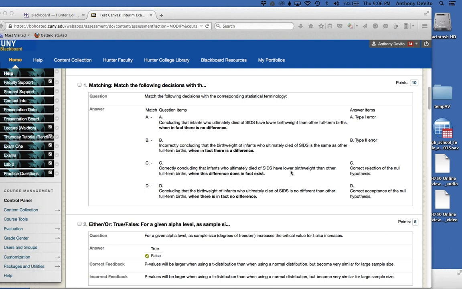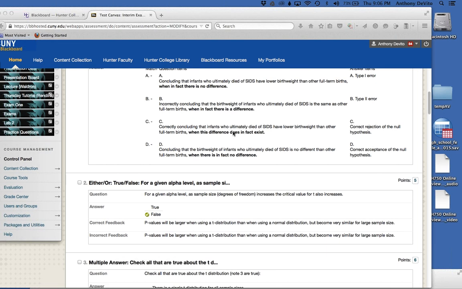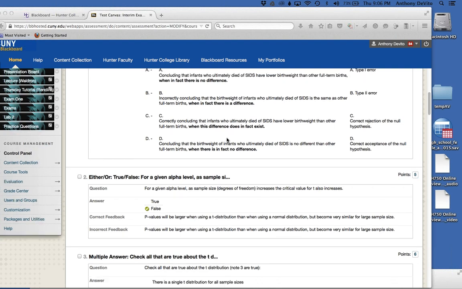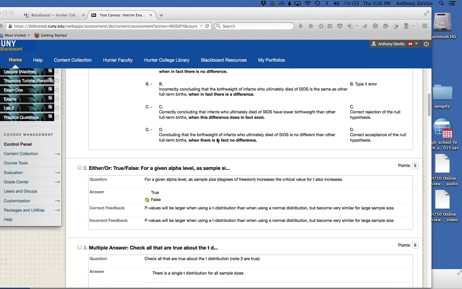So that's a type 2 error. Okay, correctly concluding that infants who ultimately died of SIDS have lower birth weight than other full-term births when this difference does in fact exist? Well, that's correctly rejecting the null hypothesis. And finally, concluding that the birth weight of infants who ultimately died of SIDS is no different than other full-term births when there in fact is no difference.